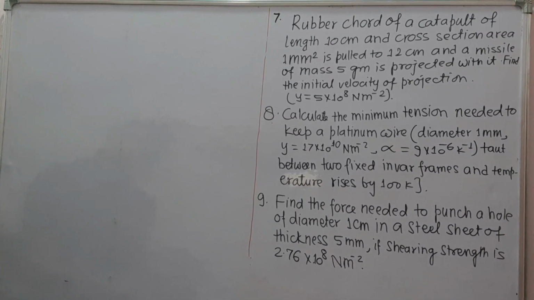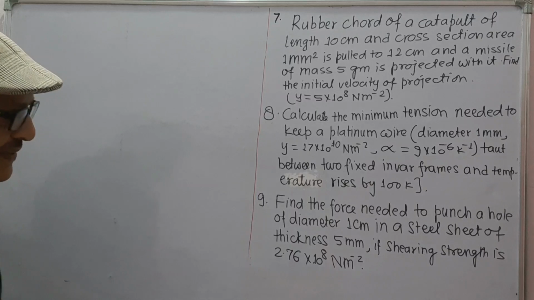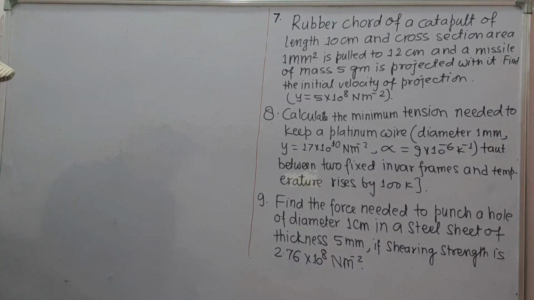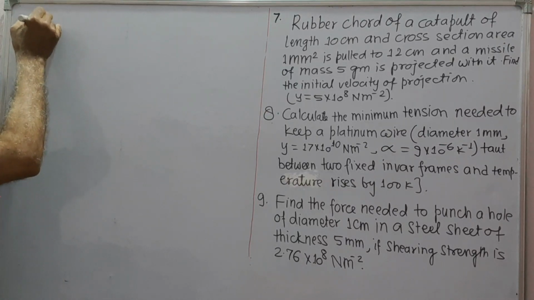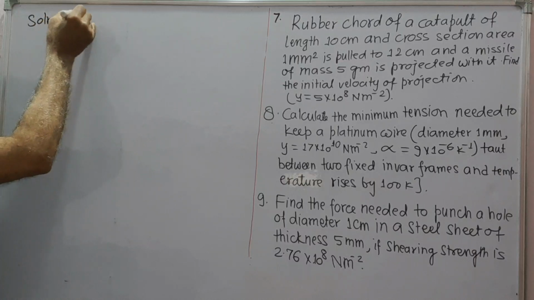Next question number 8. Calculate the minimum tension needed to keep a platinum wire of diameter 1 millimeter, Young's modulus 17 into 10 to power 10 Newton per meter square, and linear expansivity 9 into 10 to minus 6 per Kelvin, taut between two fixed invar frames, and temperature rises by 100 Kelvin. Solution to question 8.